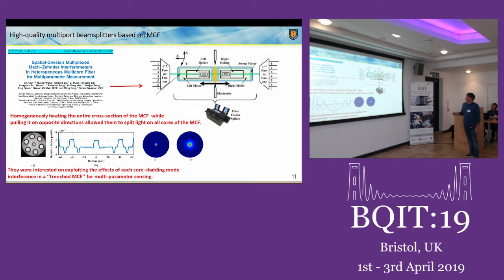But they use a new technique for tapering the fibers. They use an arc discharge on the fiber to heat it homogeneously and start to pull it in opposite directions. So the core starts to get smaller and smaller and smaller, and then these modes start to overlap and they get interference.